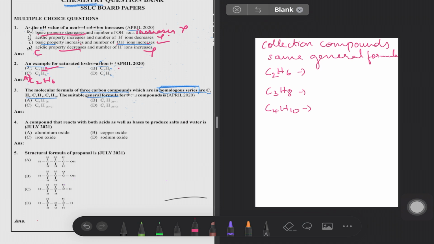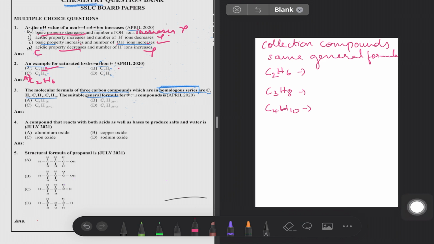We have to check, taking the number of carbon atoms as n. So it could be CnH2n plus 2, or CnH2n minus 2, or CnH2n, or CnH2n minus 1. So let us check C2H6.